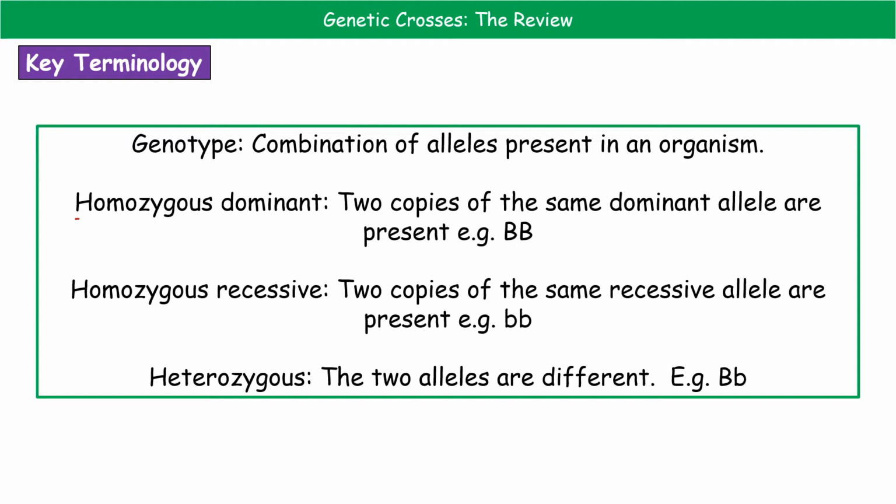If something is homozygous dominant, then what we have here is a word we can work out the meaning of. So homo just means same, and zygous is to do with the genes. So same genes and they're dominant. So that tells us we've got two copies of the same dominant allele. So they'd both be capital letters. If something is homozygous recessive, then that means we've got two copies of the same recessive allele. So it would be two lowercase letters. And then finally, if we've got heterozygous, hetero meaning different, then we have one capital and one lowercase, one dominant, one recessive. So homo, same, hetero, different.